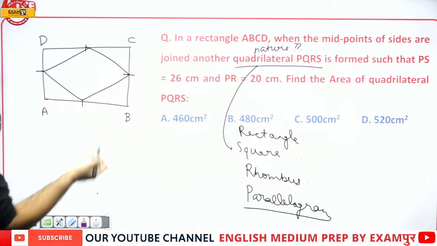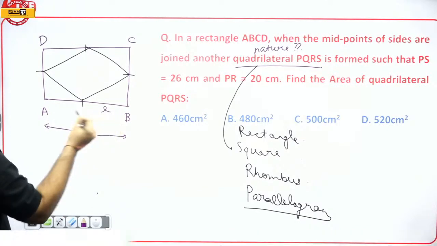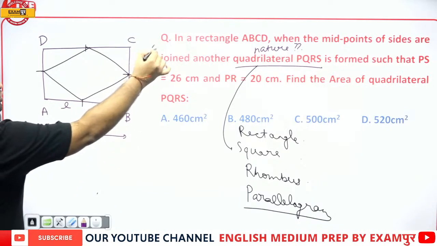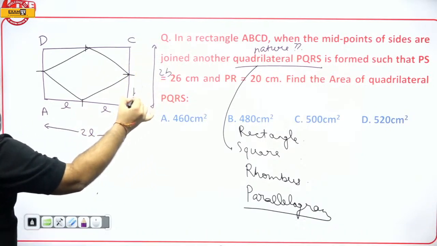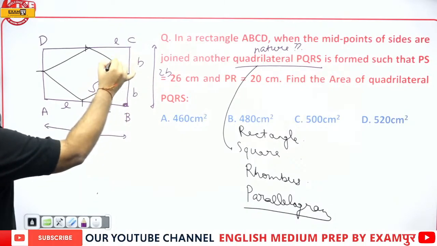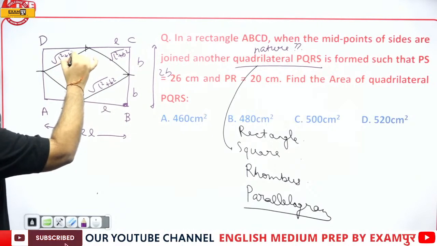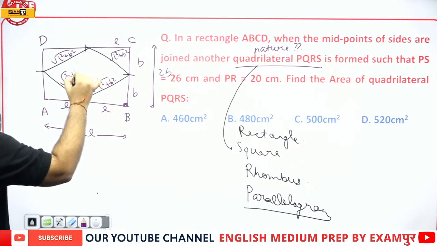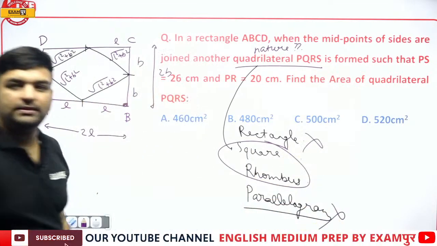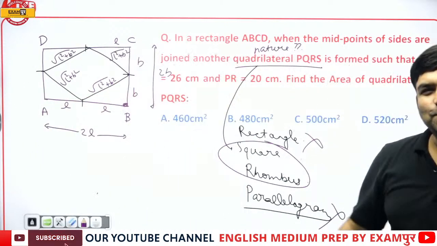Let's suppose the length is 2L, so this is L, this is L. This is 90 degrees. I am assuming the breadth is 2B, so this is B, this is B. The side is under root of L square plus B square everywhere. So all the four sides are equal. Either it is a square or a rhombus.